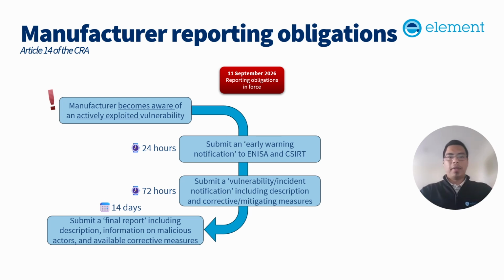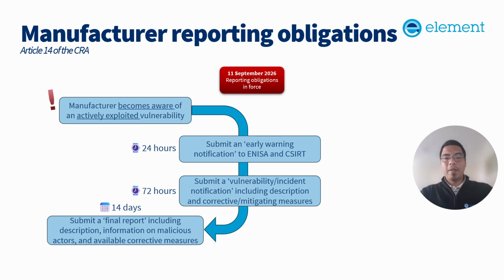So now let's talk about the reporting obligations themselves and the timelines for them, which are quite strict. So these obligations, which begin from 11th of September 2026, require that when a manufacturer becomes aware of an actively exploited vulnerability, they have up to 24 hours to submit an early warning notification, and they submit that to ENISA, which is the European Cybersecurity Organization, and or their local CSIRT, or Computer Security Incident Response Team.